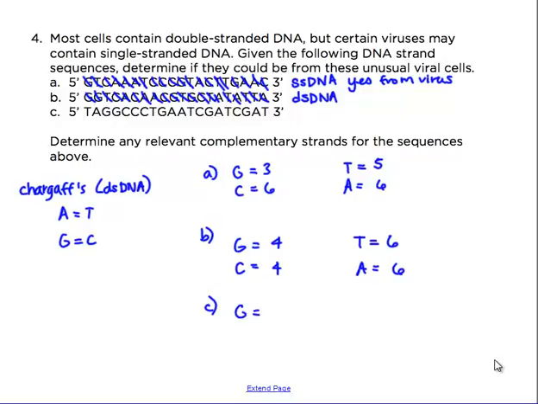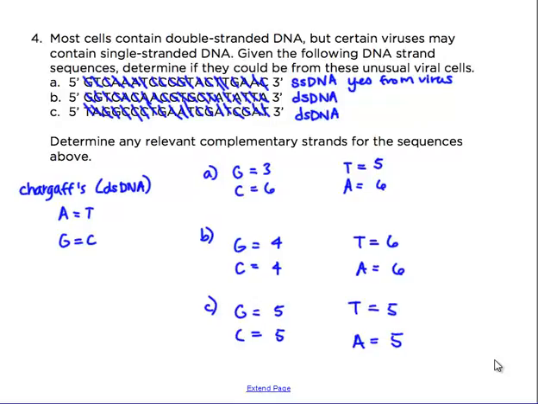For C, G, we have 1, 2, 3, 4, 5 G's. 1, 2, 3, 4, 5 C's. 1, 2, 3, 4, 5 T's. And finally 1, 2, 3, 4, 5 A's. Again, obeying Chargaff's rules, so we're going to guess that this is a double-stranded DNA.